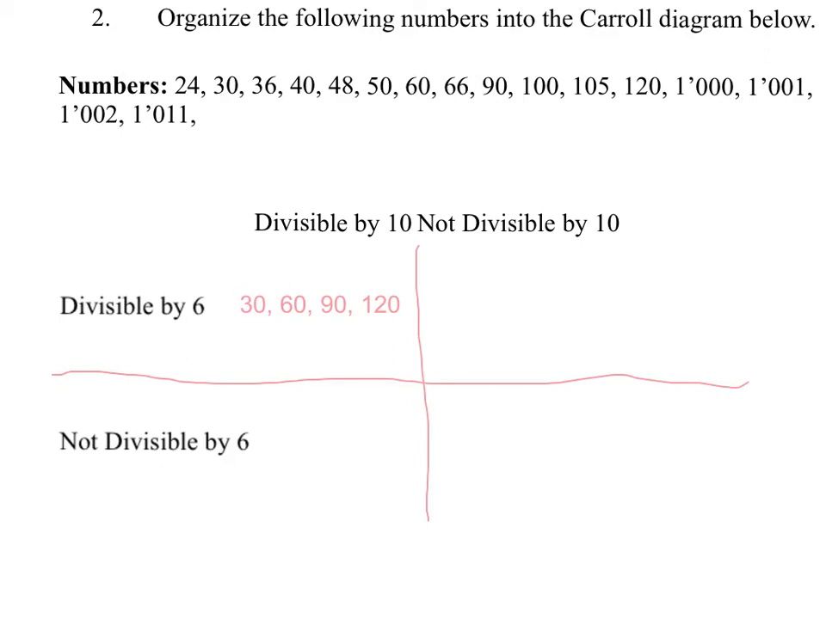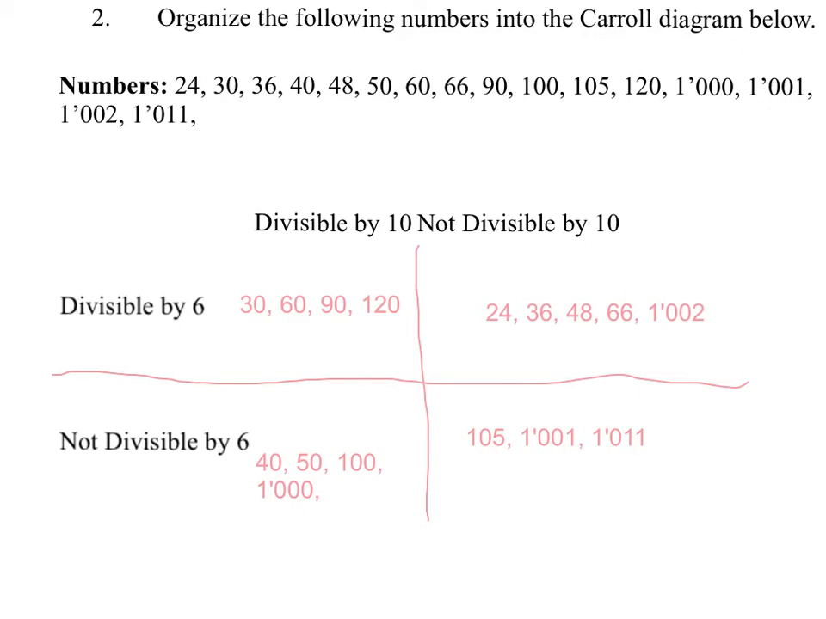Okay, in the spot where the numbers are divisible by 6 as well as by 10, numbers 30, 60, 90, and 120 are all divisible by both of those numbers. In the spot where they're divisible by 6 but not divisible by 10, numbers 24, 36, 48, 66, and 1002. And in this box here, where they're divisible by 10 but not divisible by 6, the numbers 40, 50, 100, and 1000. In the final box, we like to call the new box, are the numbers 105, 1001, 1011.